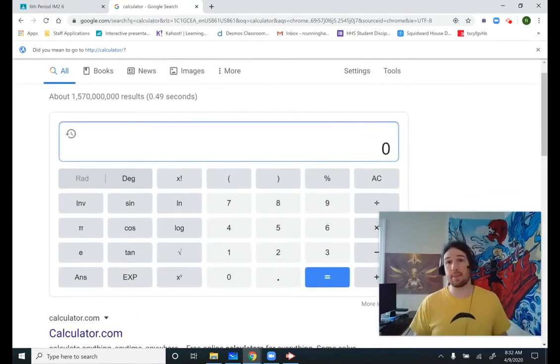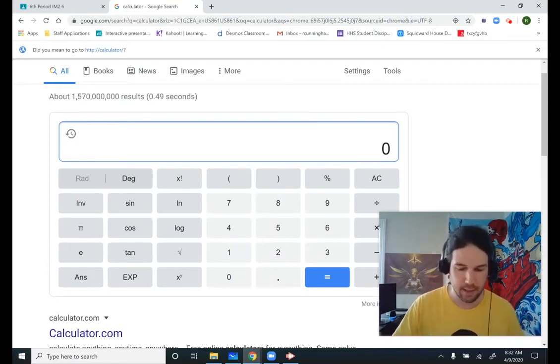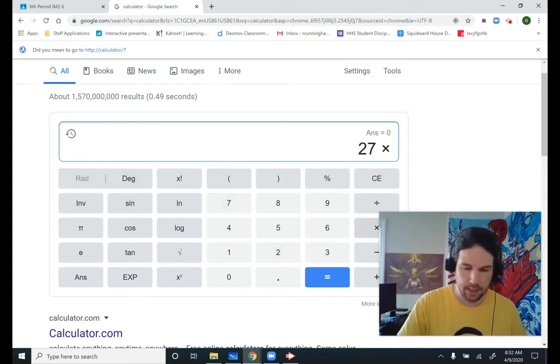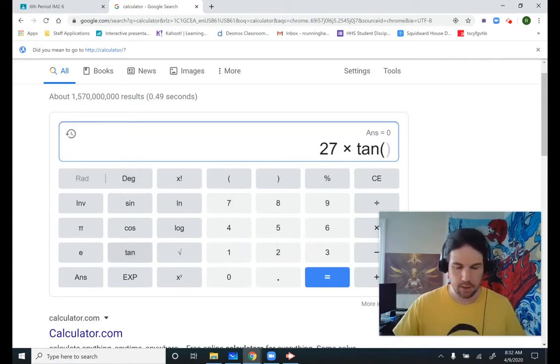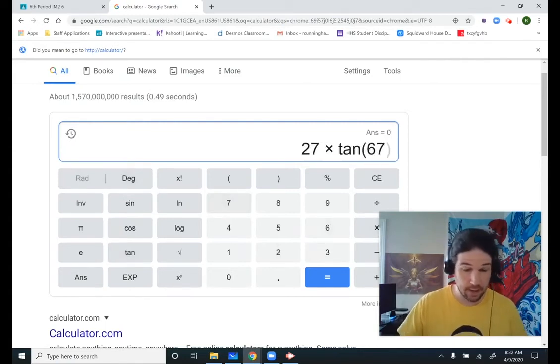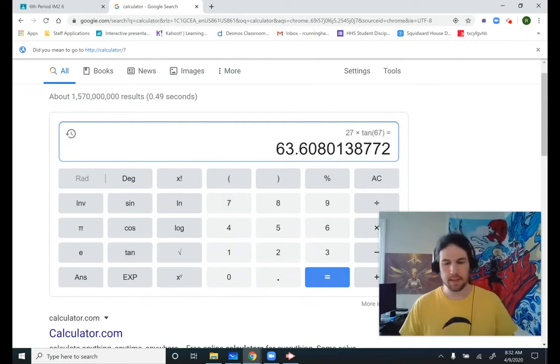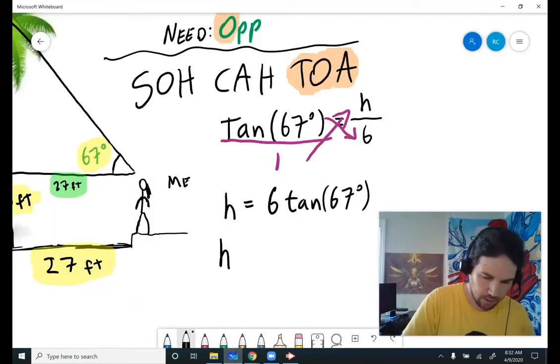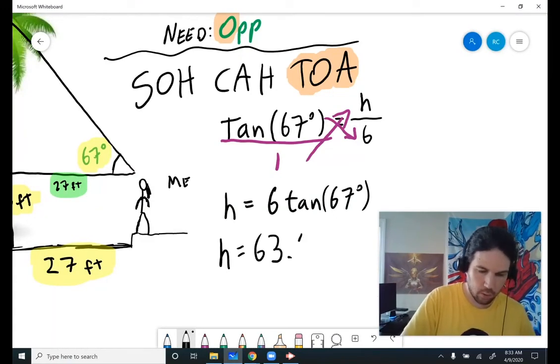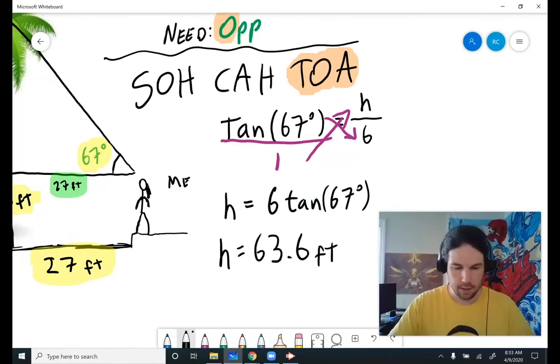And that's kind of one of my big tips when it comes to these trig problems. If you get an answer that you really, really didn't expect, especially if you get a negative answer, I strongly suggest checking your calculator and making sure you're in the right mode. So it was 27 times tangent of 67, and I'm in degrees, equals 63.6. H equals 63.6 feet. So we're done, right?